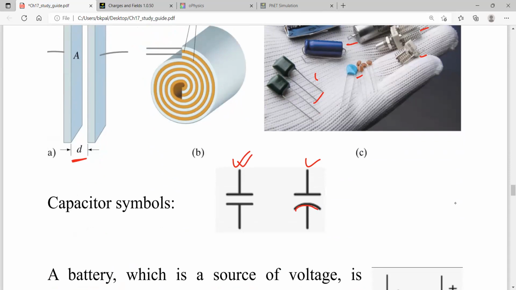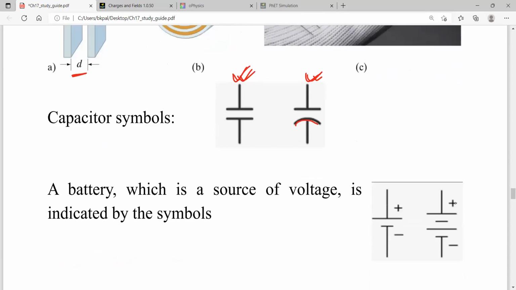Okay, so when you draw a schematic diagram, if you want to represent a capacitor, you can use these or these. Now do not confuse the capacitor symbol with the battery symbol.